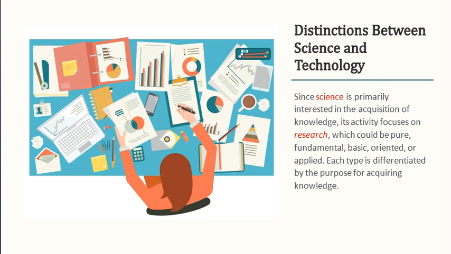All right, so since science is primarily interested in the acquisition of knowledge, its activity focuses on research, which could be pure, fundamental, basic, oriented, or applied. Each type is differentiated by the purpose of acquiring knowledge.